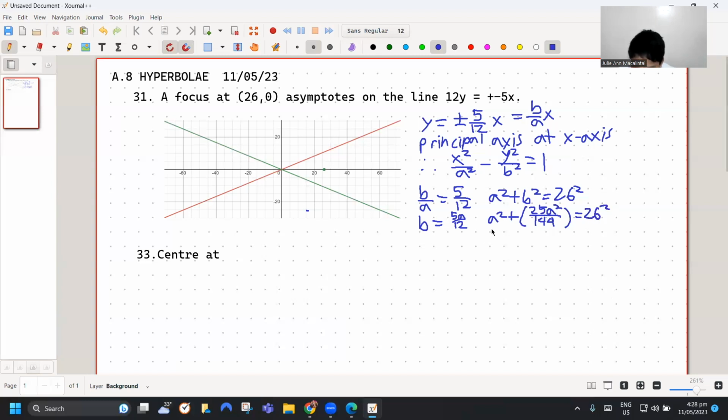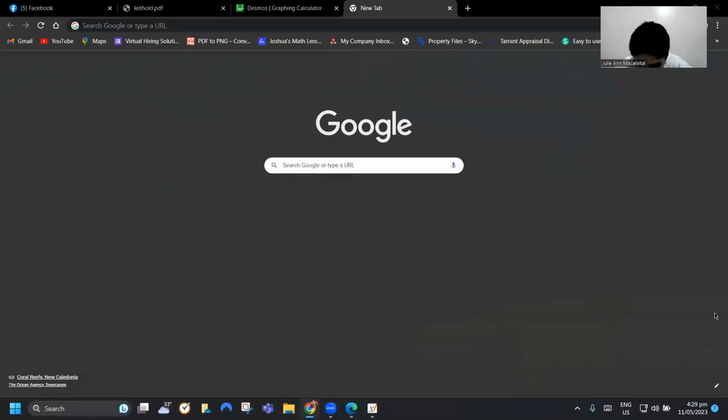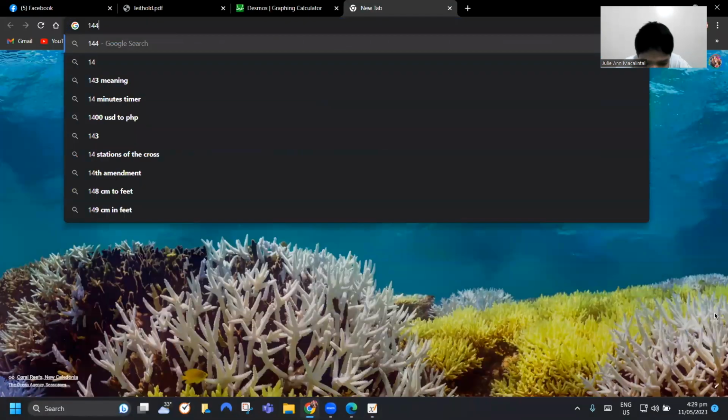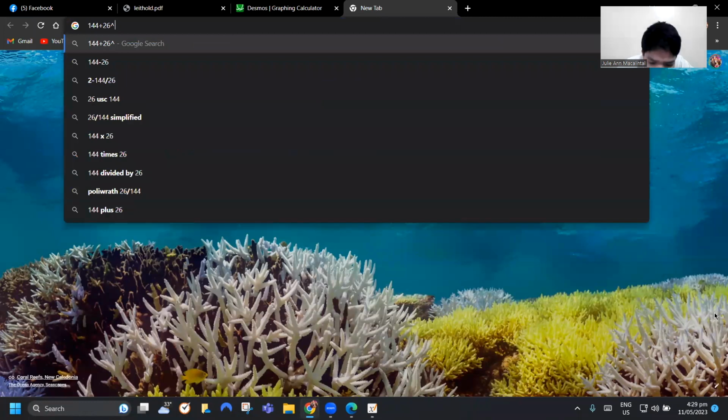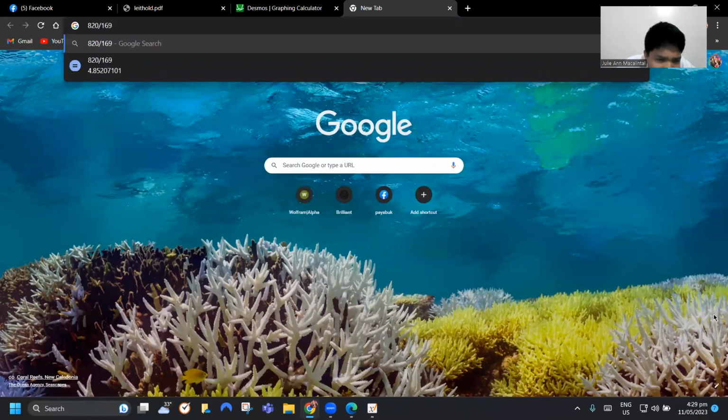Hindi mo na. So 2A. Wait, 26. Tapos wait, yung ano, so if you isolate A, so A squared times, ano yun? Ano po yun? Wait. First the calculator. I don't have it. Calculator. 144 plus 26. 820. 820 divided by 169. Oh, wala.